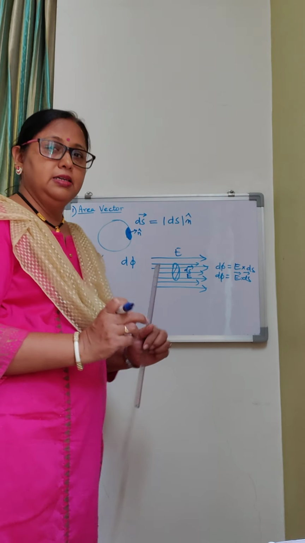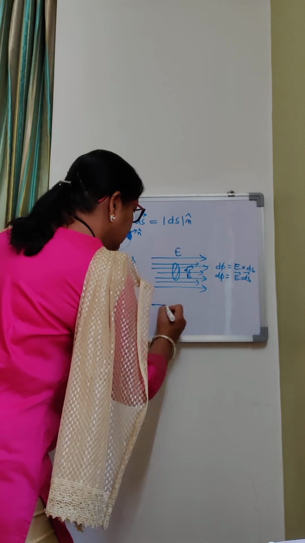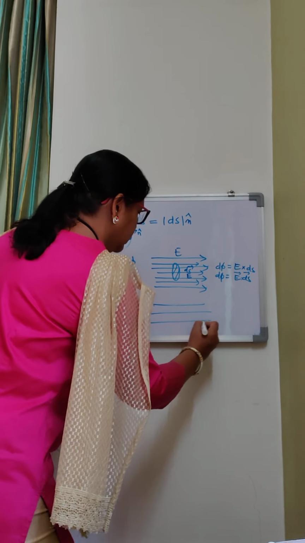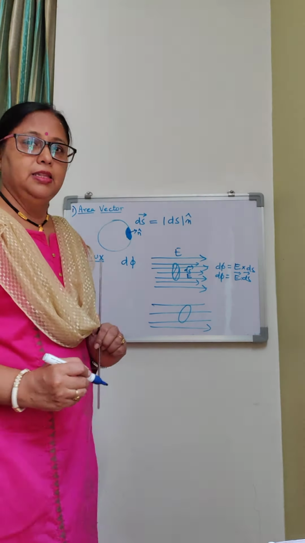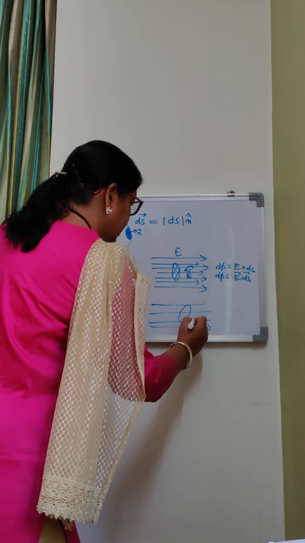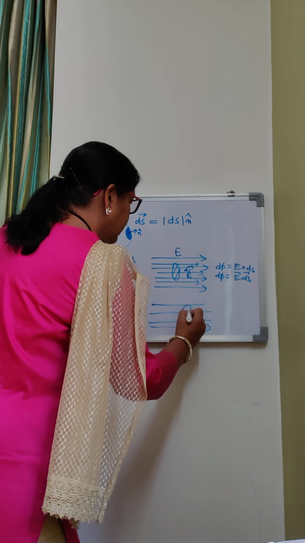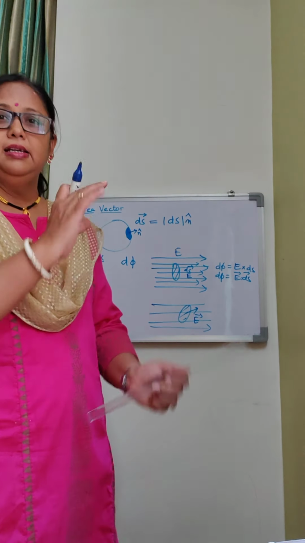Now if this area is not perpendicular, if it is tilted, for example, if I draw the area like this, now in this case you can see that the electric field is in this direction, but the area vector is along this direction because that is tilted.